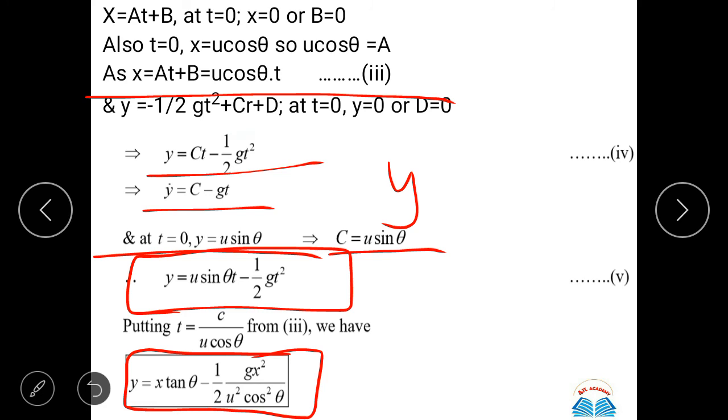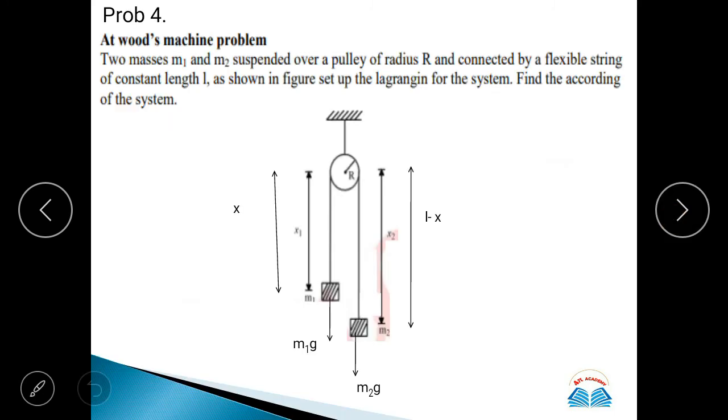So this is a very easy equation, and this is our problem number 4, as well as a very important problem. You will have to put a star on it. This is also called the Atwood machine problem. What is this problem? First of all, let's understand this problem. Here is the system of two masses hanging over a pulley with a rope of length L.